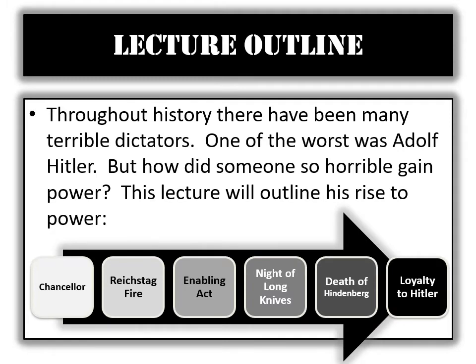Lecture outline. Throughout history, there have been many terrible dictators. One of the worst was Adolf Hitler. But how did someone so horrible gain power? This lecture will outline his rise to power: Hitler being named Chancellor, the Reichstag fire, the Enabling Act, the Night of Long Knives, the death of Hindenburg, and loyalty to Hitler.